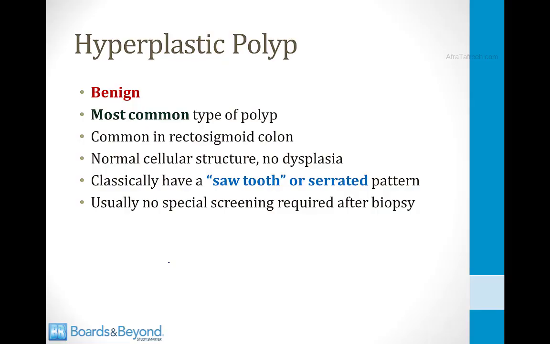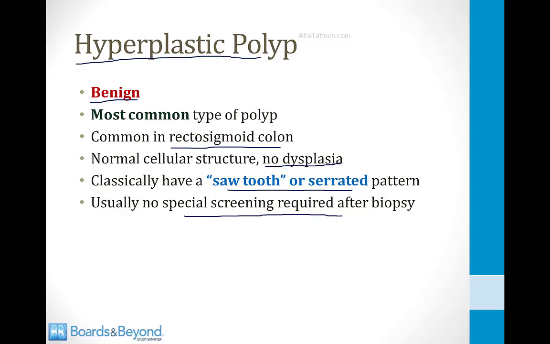The most common type of polyp is called a hyperplastic polyp, and luckily it is benign. This is useful to know when you get a call from your uncle or your grandmother saying that they had a polyp discovered at colonoscopy. You can tell them that most likely it's a hyperplastic polyp and it's benign. They're common in the rectosigmoid junction and they have normal cellular structure. There's no dysplasia of the tissue found in these polyps. They classically have a sawtooth or serrated pattern. I'll show you a picture of that in a minute. And there's usually no special screening required after biopsy.